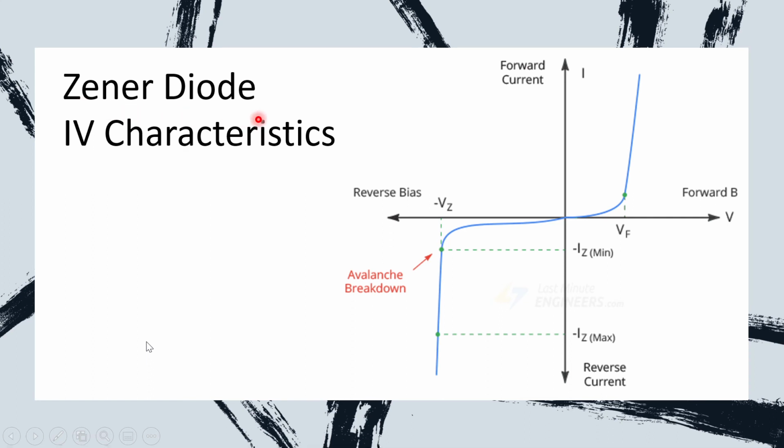This is the Zener diode IV characteristic. We can see that it has reverse bias and forward bias. For forward bias, it just acts like a normal diode, so the IV characteristic is the same as a normal diode. This is the special characteristic of the Zener diode. It has an avalanche breakdown, meaning the Zener voltage, or we can call it the Zener diode breakdown voltage.